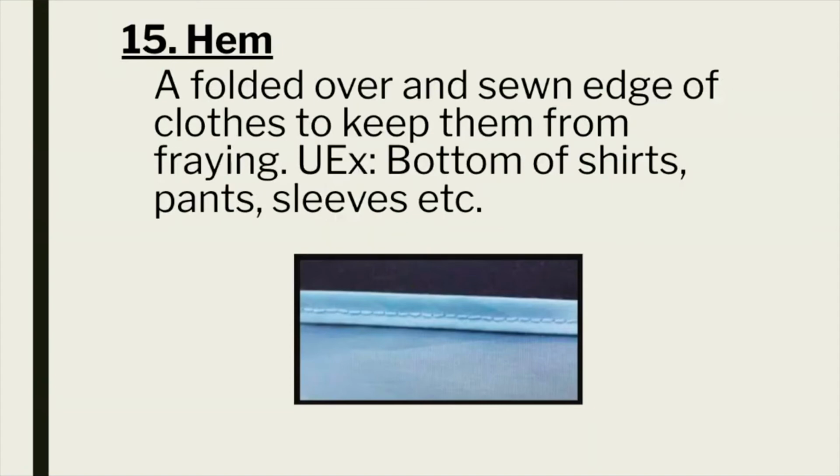A hem is the folded over and sewn edge of clothes to keep them from fraying. For example, it's the bottom of shirts, pants, sleeves, etc. You fold it twice and you sew across to keep it from falling apart.